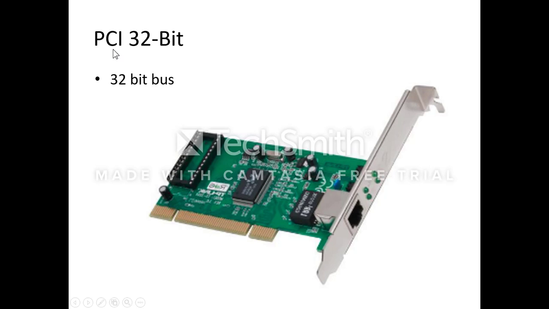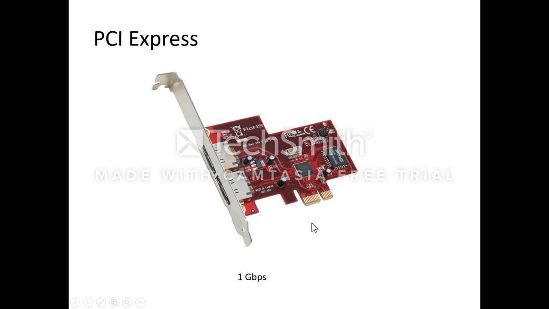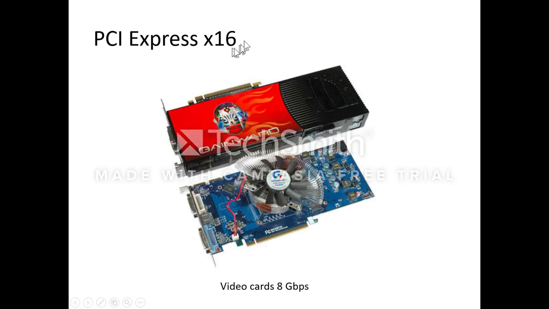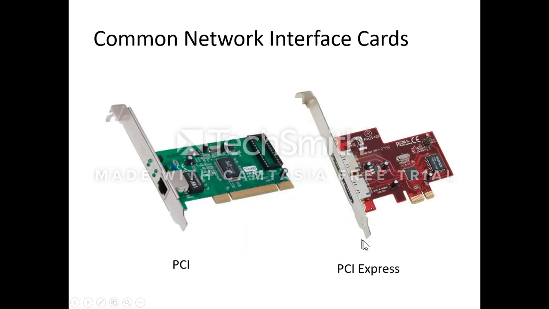PCI, Peripheral Component Interfaces, uses a 32-bit bus, and it's a commonly used low-priced network interface card. The PCI Express is really the leading technology because that's when they give us that high bandwidth. And then PCI Express times 16 is even faster, but that's only used in video cards. It's not available in network interface cards. Most of us will be working with either PCI or PCI Express network cards.